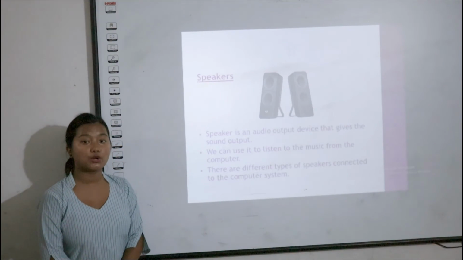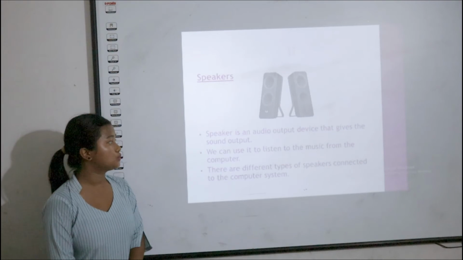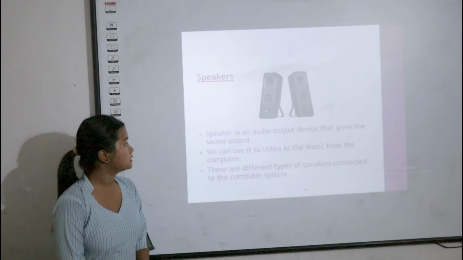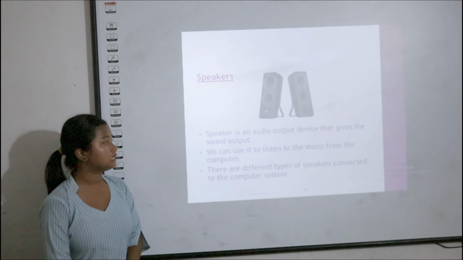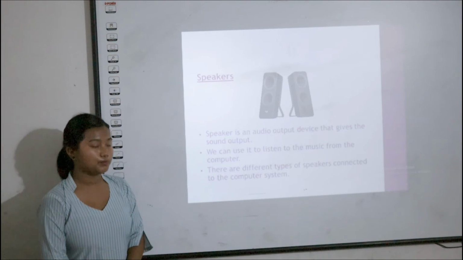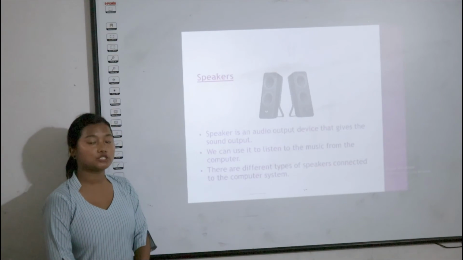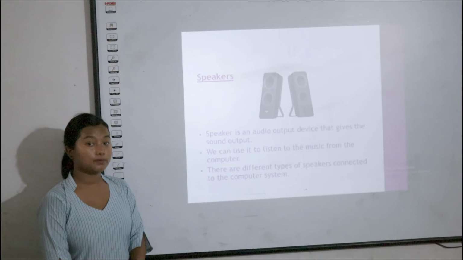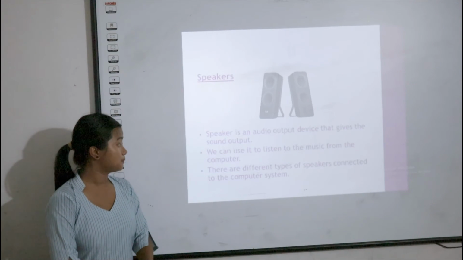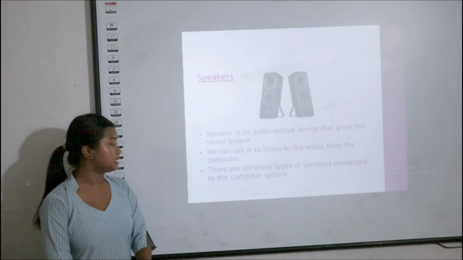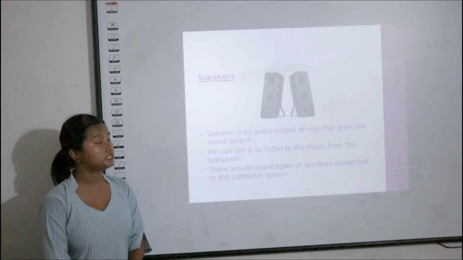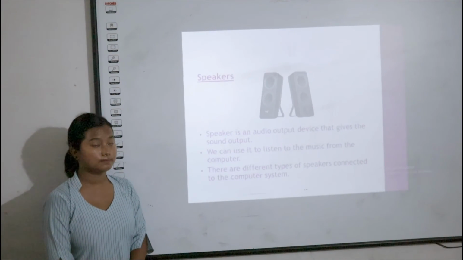And third is speaker. Speaker is also an output device. It gives output to the user by giving sound output. Speaker is an audio output device that gives the sound output. We can use it to listen to music, videos, and songs. There are different types of speaker connected to the computer system. It is also an output device.